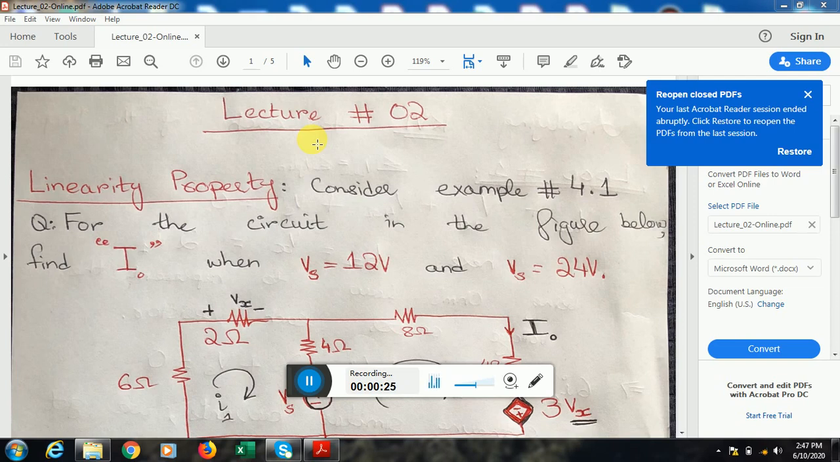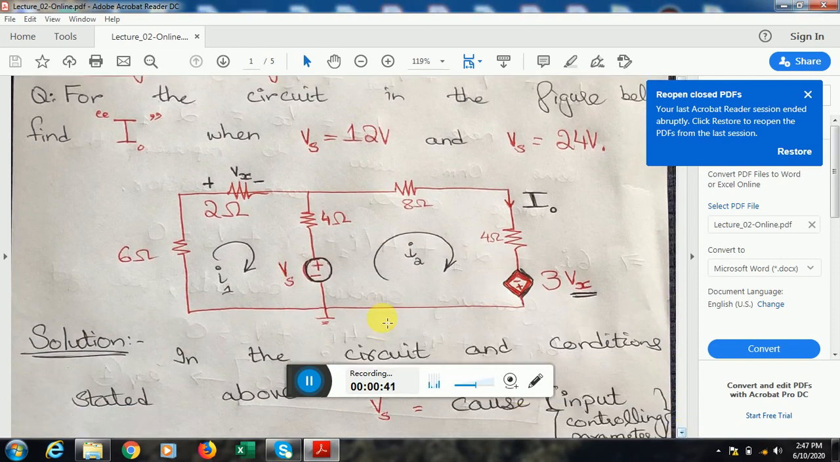Today I am going to make you understand this principle with another example from our book, in which we'll see an electric circuit. We'll see the response of an electric circuit by changing the input, that is what we call the cause, and then we'll see the effect of this on the output.